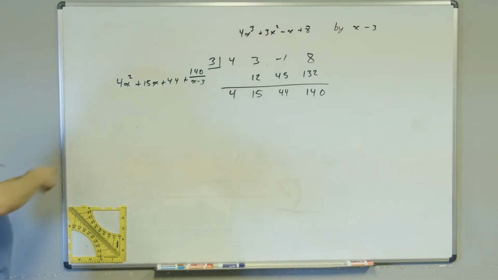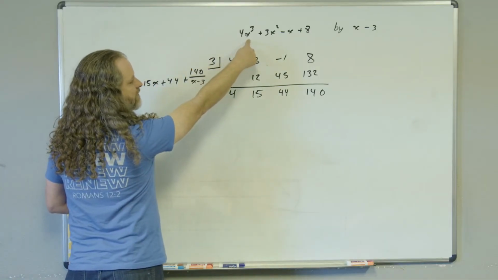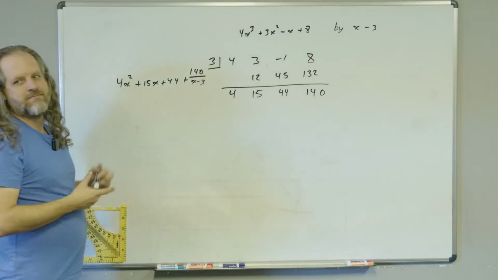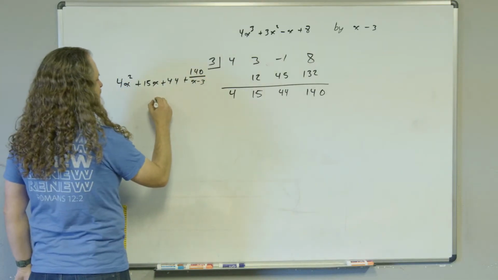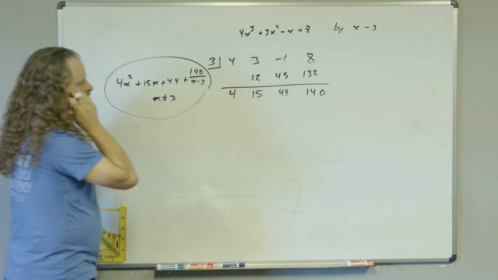So, this degree is 1 less than this degree. And then we just shove the coefficients in. That's the remainder. What do we do? X cannot equal 3, right? Wait, could we just do this a bunch of times? If there were more degrees?